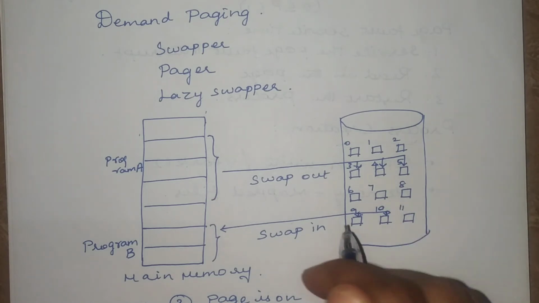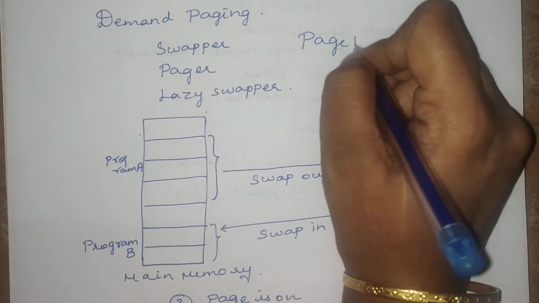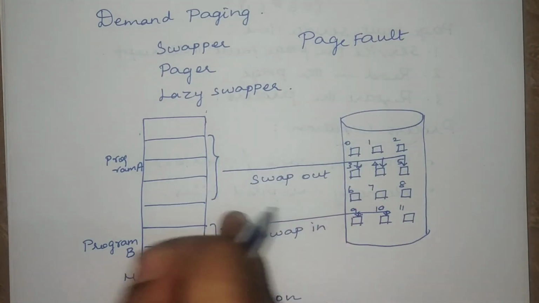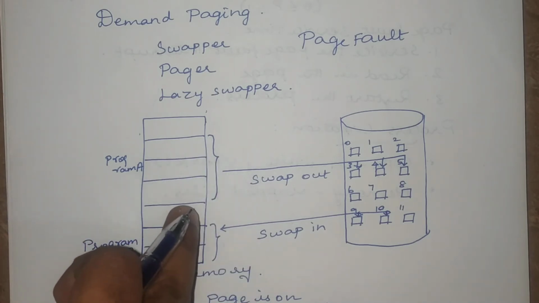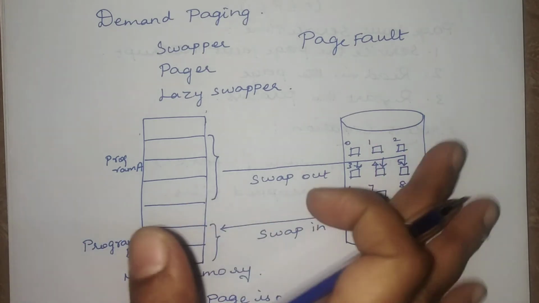Now, the next term is page fault. What is a page fault? Whenever you are searching for any page in physical memory, but that page is not available in the physical memory, then we can say a page fault will occur in the system. That is nothing but a page fault.